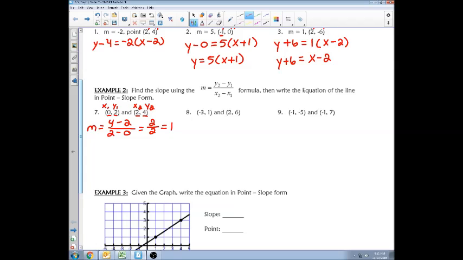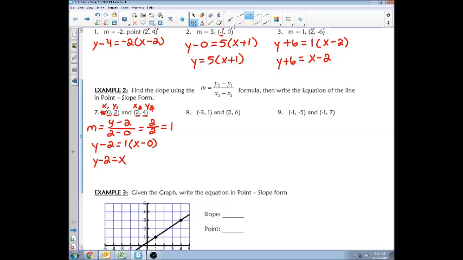Now, to write it in point slope form, I can actually write it 2 different ways. I can use the first point. If I do that, it would be y opposite of y1, so negative 2, is equal to my slope, so 1, x opposite of my x1, which is 0. That would leave me with y minus 2 is equal to x, actually, because x minus 0, I don't need to write the minus 0. I don't need to write the 1 outside, so it would just be x.